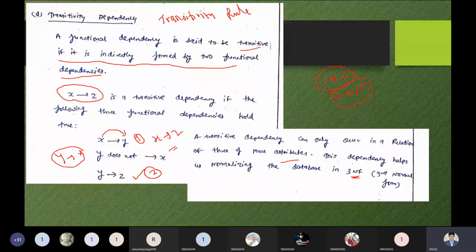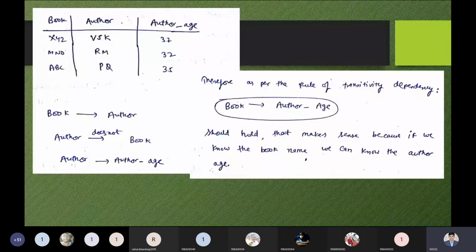So here I am taking the example of the transitive dependency. The name is just XYZ, MNO or ABC. The author is PSK, RM, PQ. I'm just taking random names. I can't leave out my name, so I'm taking my name as well, that is VSK. The author ages are 37, 32 and 35. It is not my actual age, please do not mind; I'm taking it only for the example's purpose. So VSK is 37 years, RM is 32, and PQ is 35.